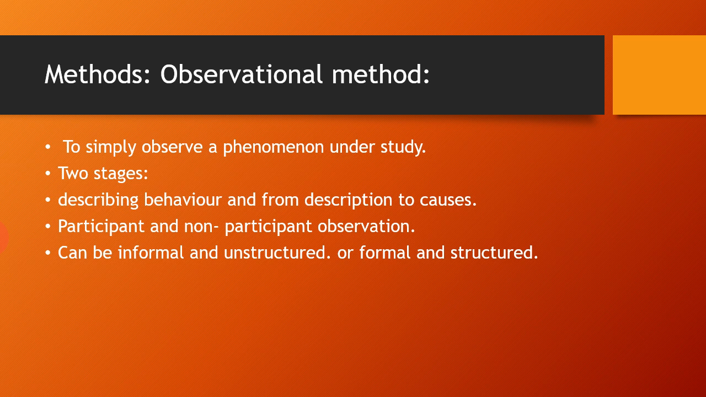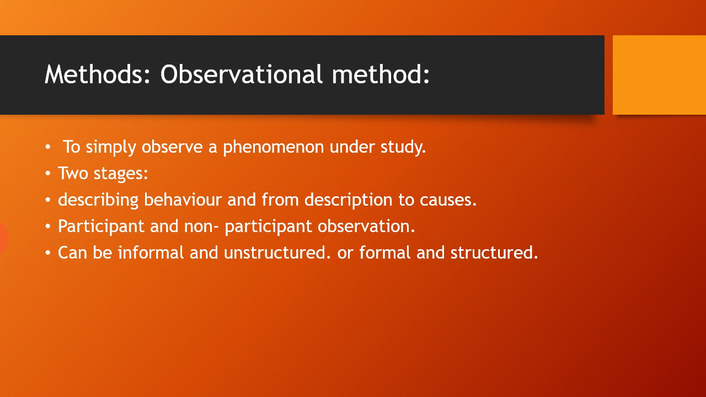So it is the old method of social psychology. We simply observe the phenomena under study as it occurs naturally. So this method plays a very important role in the collection of data on overt behavior and the actions of individuals. So the method proceeds in two stages, from describing behaviors to finding causes. So the behavior may have many causes. So we are analyzing these causes after observing the behaviors.